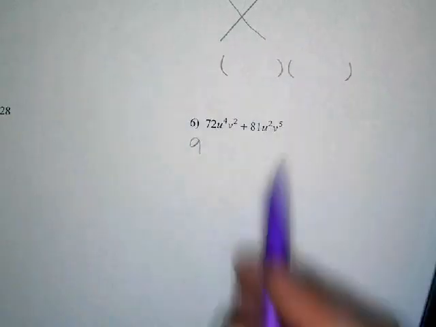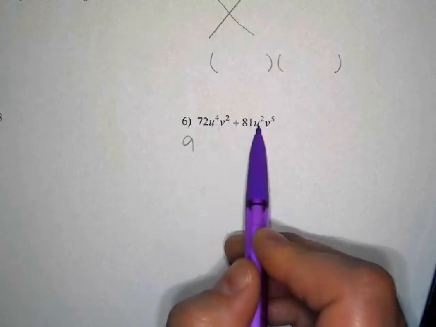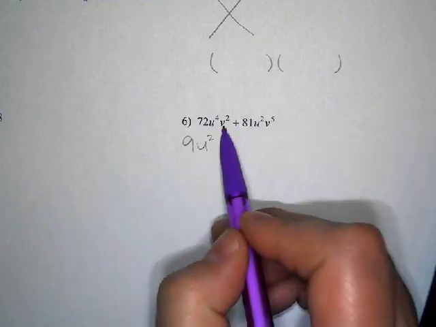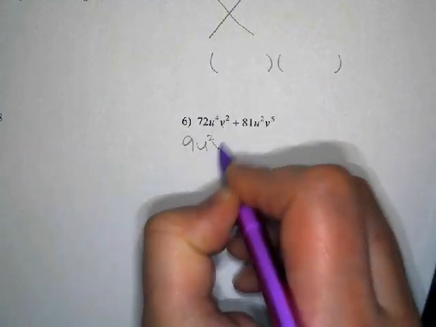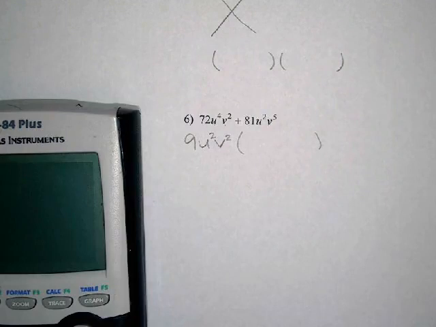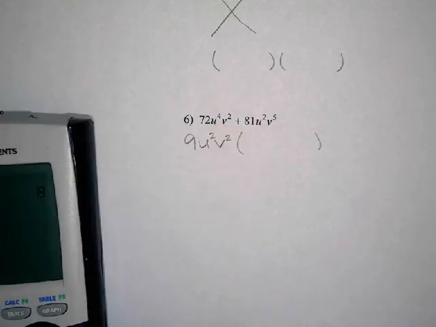Okay? And then between u to the 4th and u to the 2nd, what is smaller? U to the 2nd is smaller. Okay? And then between v to the 2nd and v to the 5th, what is smaller? V to the 2nd. Okay. All right, so now we're going to do 72 divided by 9. 72 divided by 9 is 8.